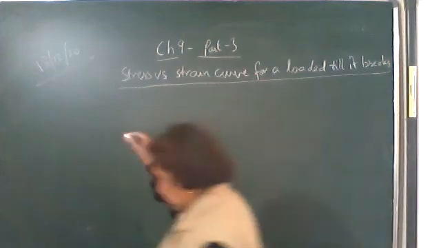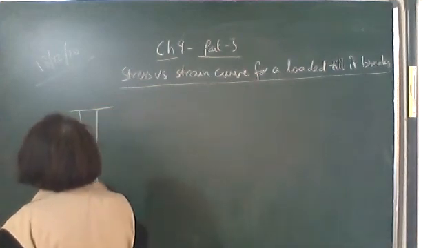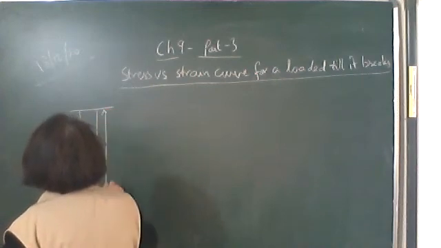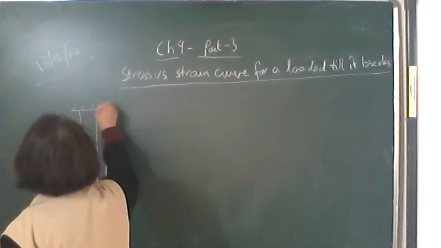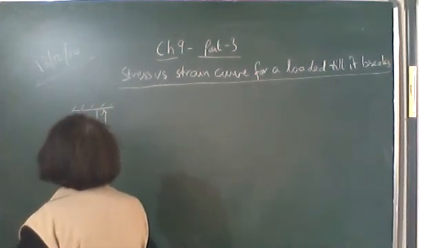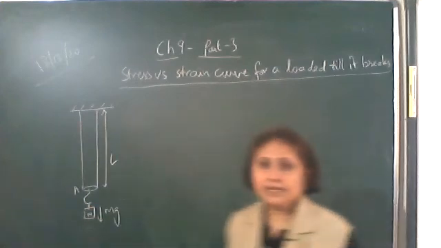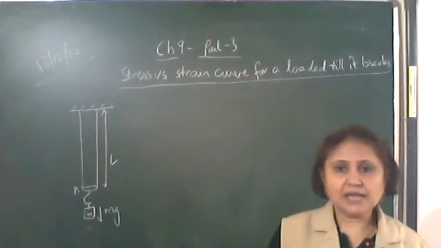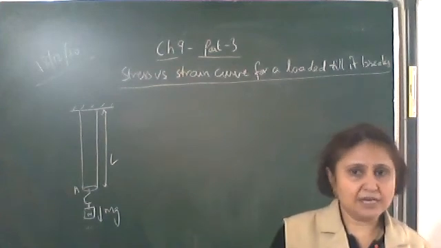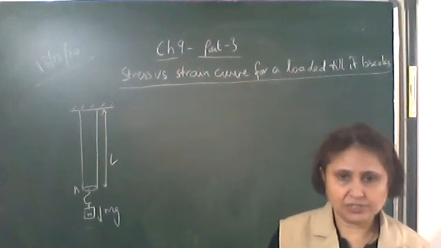Now this is the wire, whose cross-sectional area is A and original length is L. This is the weight mg, and this mg is gradually increased till the wire breaks, and then we'll plot a graph between stress and strain.